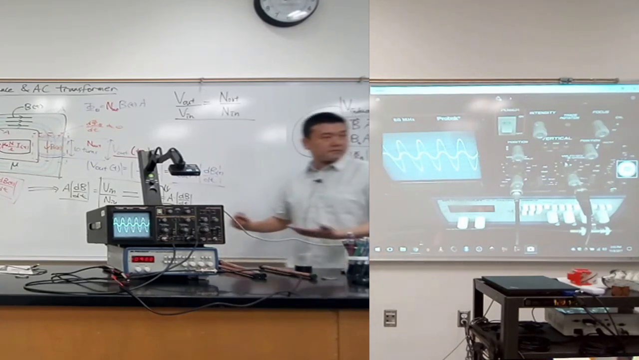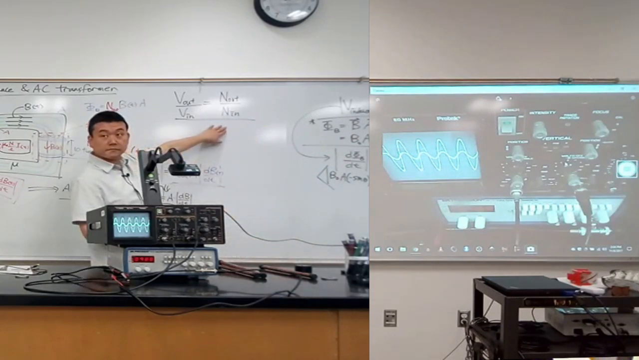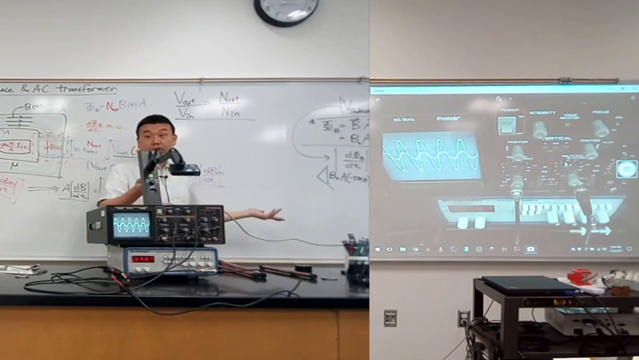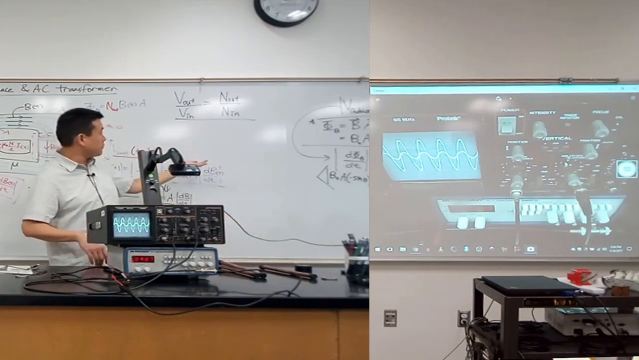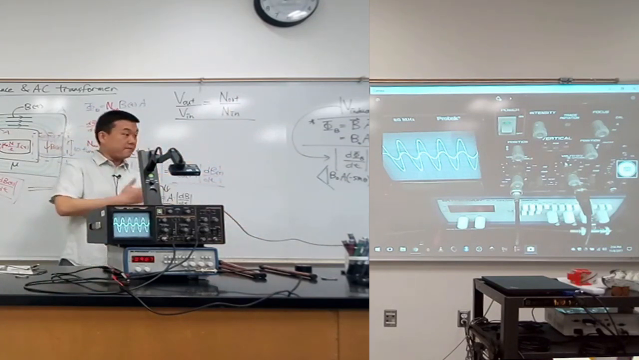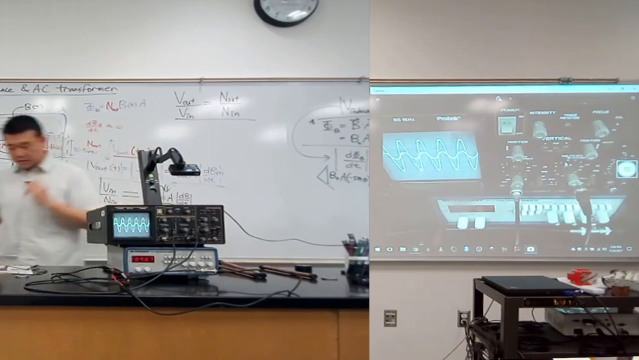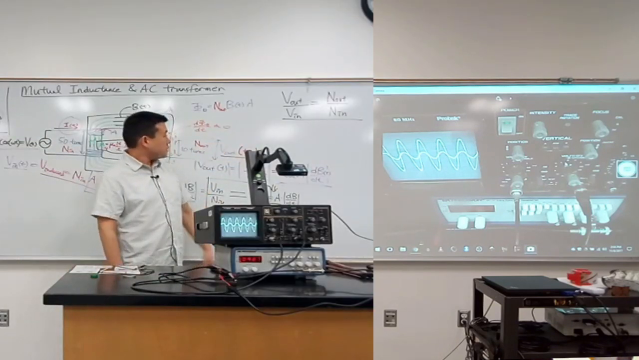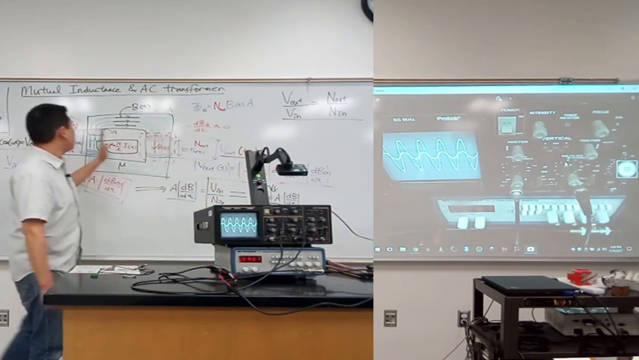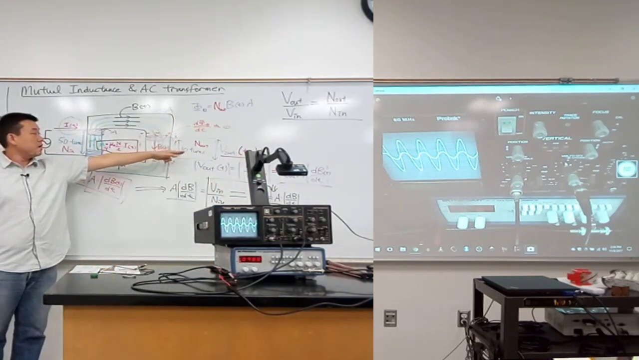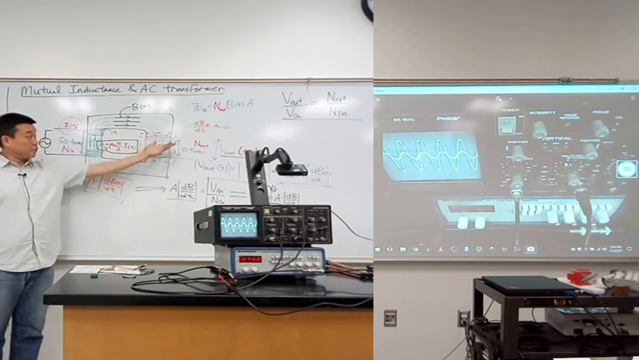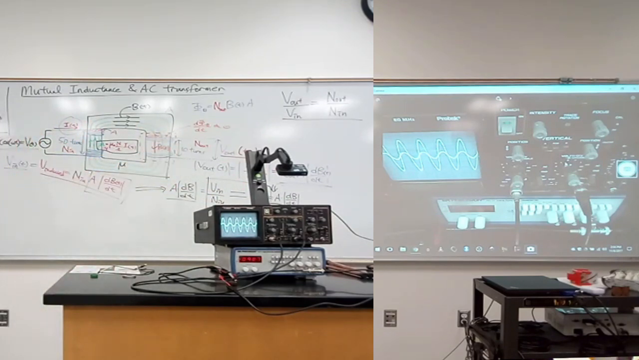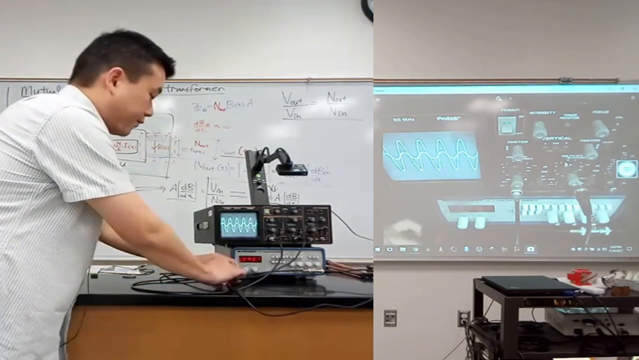Is that what you expected based on this formula? Yeah. N out over N in is 10 over 50, 1 over 5. So you expected the output voltage to be 5 times smaller than the input voltage. All right, when you look at this formula carefully, it doesn't require N out to be smaller than N in. So it could actually be bigger. I can do that here by turning this connection around.